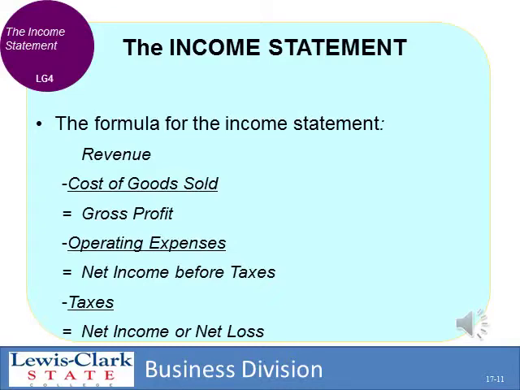So we have revenue minus cost of goods sold. The cost of goods sold, or what it costs you to buy the products that you're selling or produce. That then equates to the gross profit. From the gross profit, we deduct our operating expenses, which would be things like rent and wages and insurance. Then from there, we deduct taxes, and we have net income after taxes.